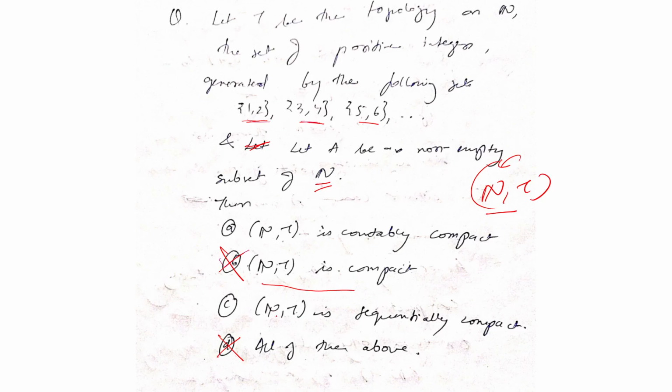So let's go to option C. Is it sequentially compact? For sequential compactness, what do you need? You need a subsequence which is convergent in this, right? That has a limit point in here. So is it sequentially compact?